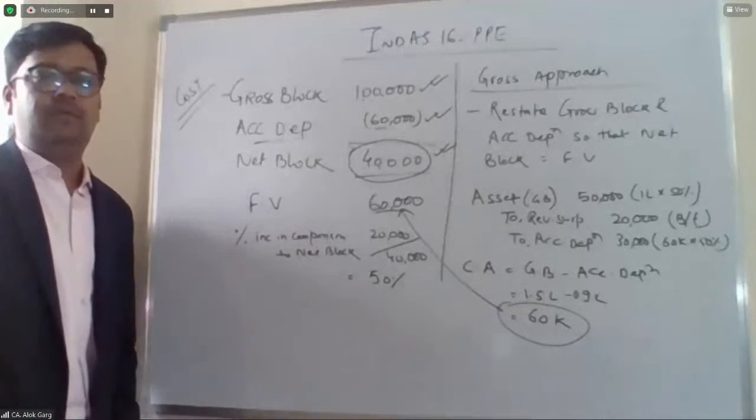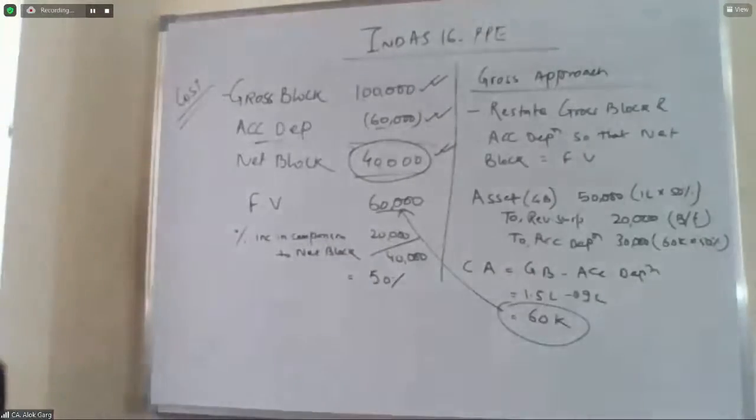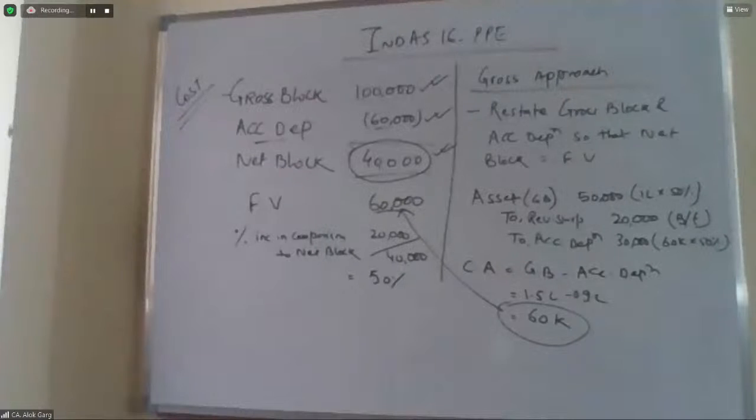Is it okay? Guys, are you clear on this? Any challenge so far in this gross approach? Very simple. Ambika, are you clear on this gross approach? Please respond so that I'll move ahead. Very simple. So gross approach means grossing up your gross block and your accumulated depreciation. Okay.